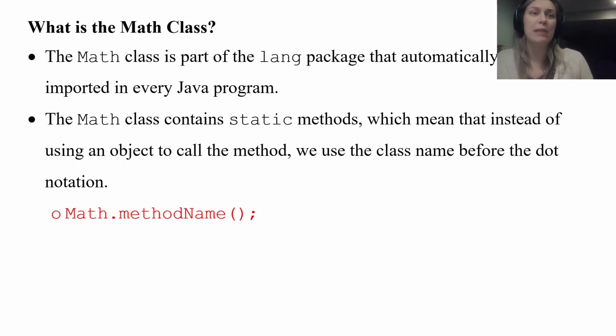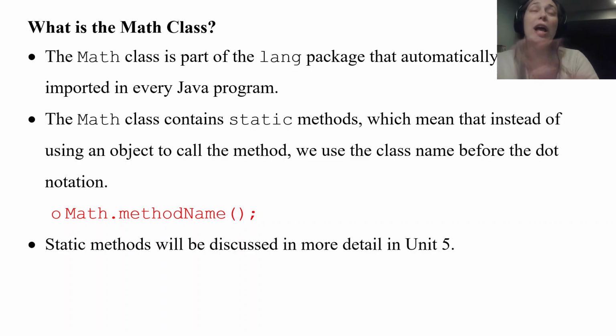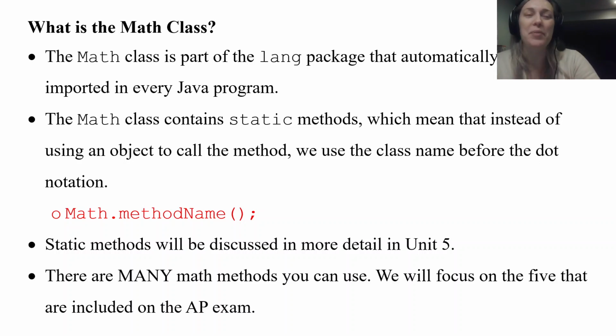So what you're going to see when we call on these methods is that it's going to start with Math, capital M, and then a dot, and then the method name. Usually before the dot notation, we would have a reference to an object, but we're not going to create objects with our Math class. They are all static methods, so we use the class name. We'll actually create our own static methods and talk more about them in Unit 5, but right now here's a little introduction into actually using them.